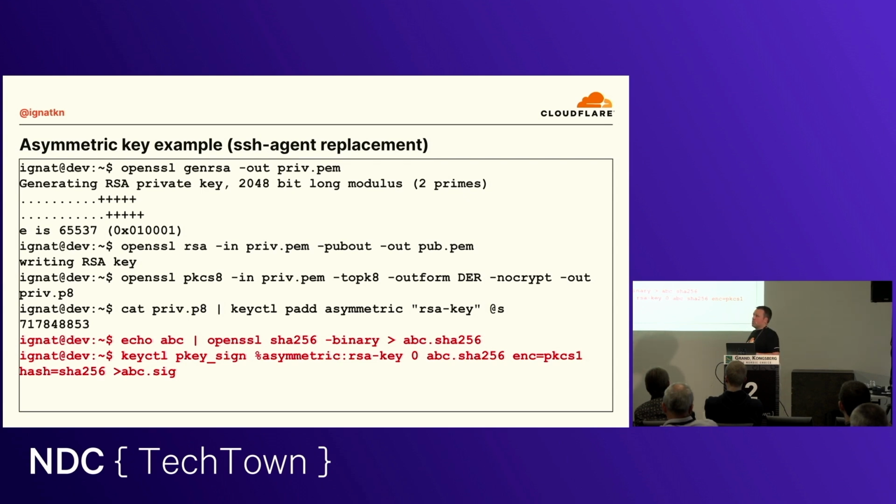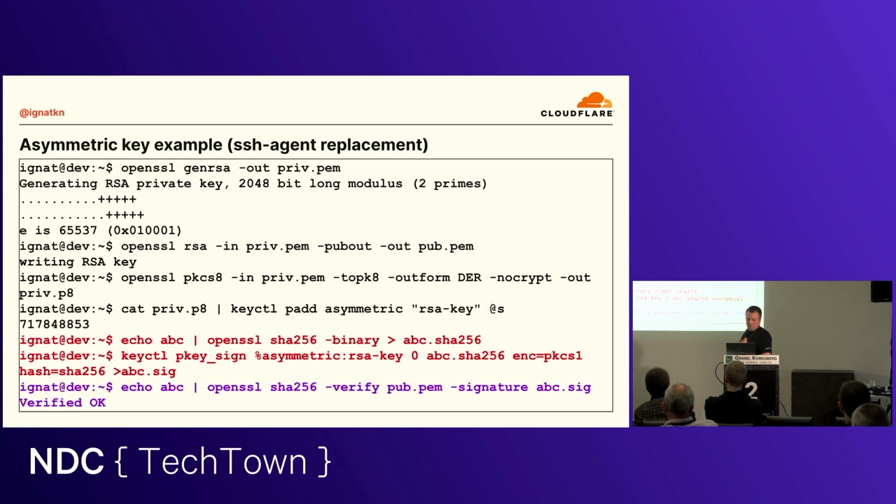Like this, the cryptographic operation will be performed inside the kernel, and you don't need to have access to the key material itself to do the signature. And then we can verify with OpenSSL that the signature is valid. So think of it as a light software HSM inside the kernel, which is cool, I think.